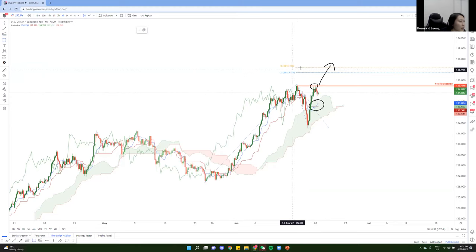Why? Because we want to find a Fibonacci confluence area. That means we want Fibonacci levels lining up in the exact area, or at least close to each other. In this case, there's quite a distance, so we can't really pinpoint a nice and clean take profit for this chart, the USDJPY.